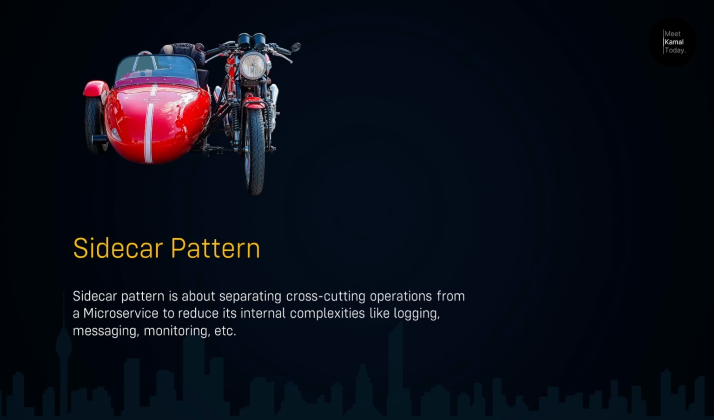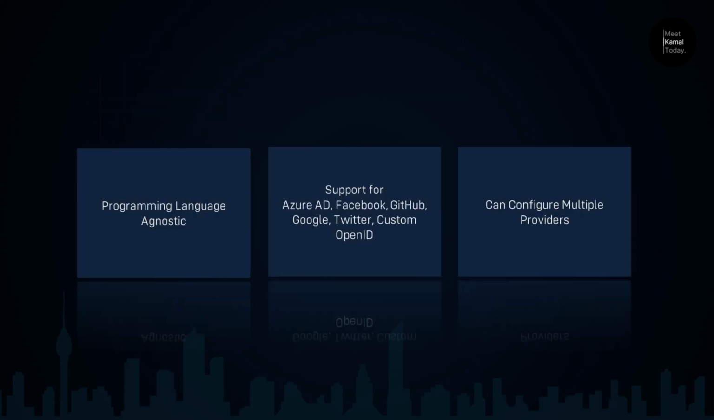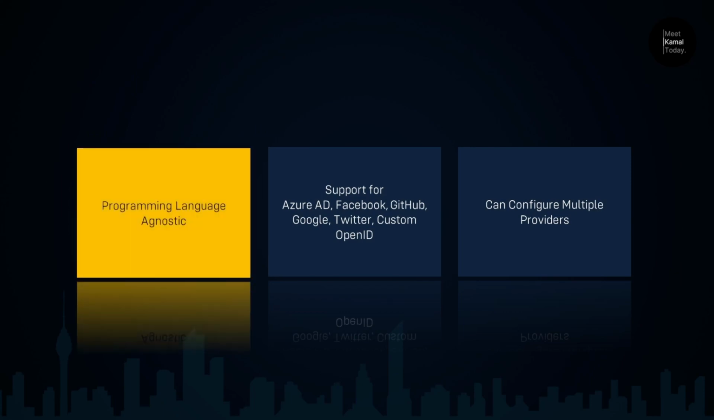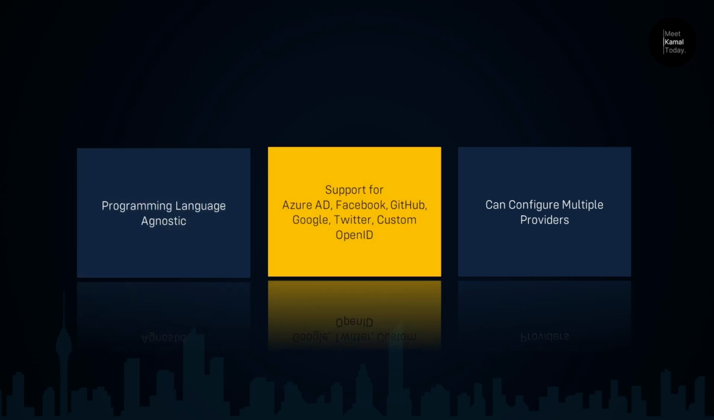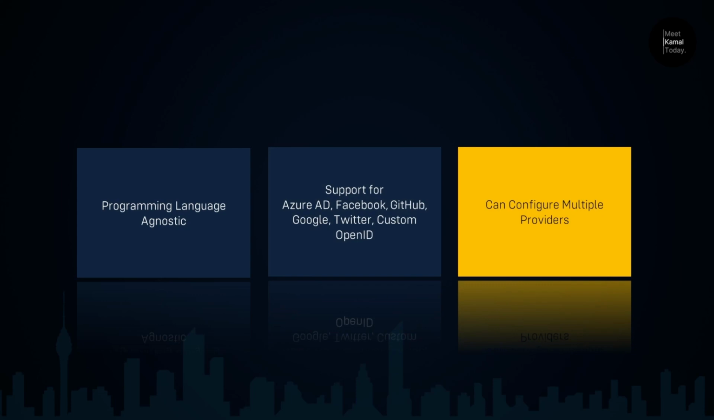And now let's have a look at a few attributes that this feature has. Since this is a sidecar container, you can use any programming language with this because this is totally separate from the application and this is running as a sidecar. And this feature supports Azure AD, Facebook, GitHub, Google, and Twitter, and also custom OpenID providers for identity providers. And when you integrate these identity providers to the container app, you can not only configure one, but you can configure multiple providers for the same application.